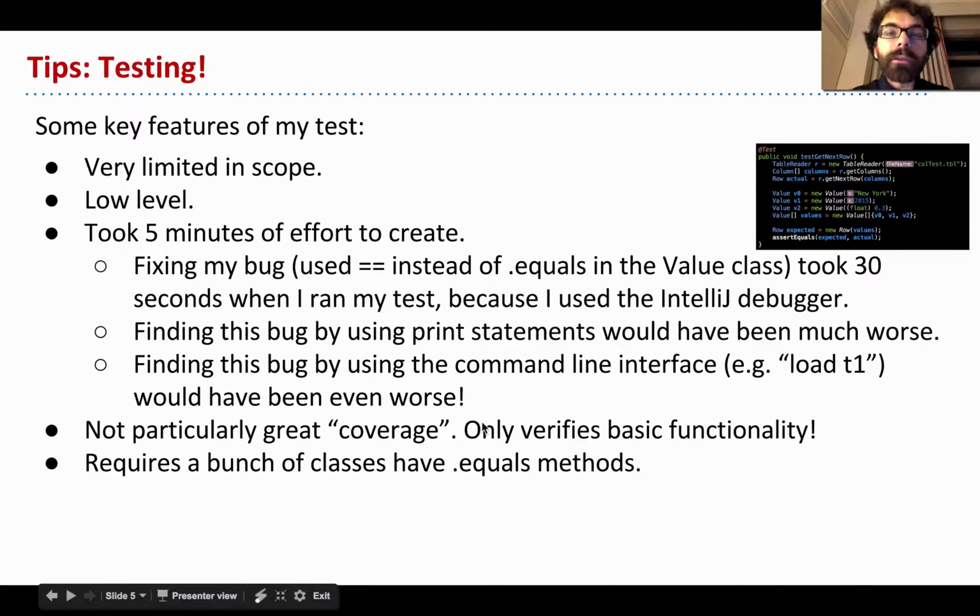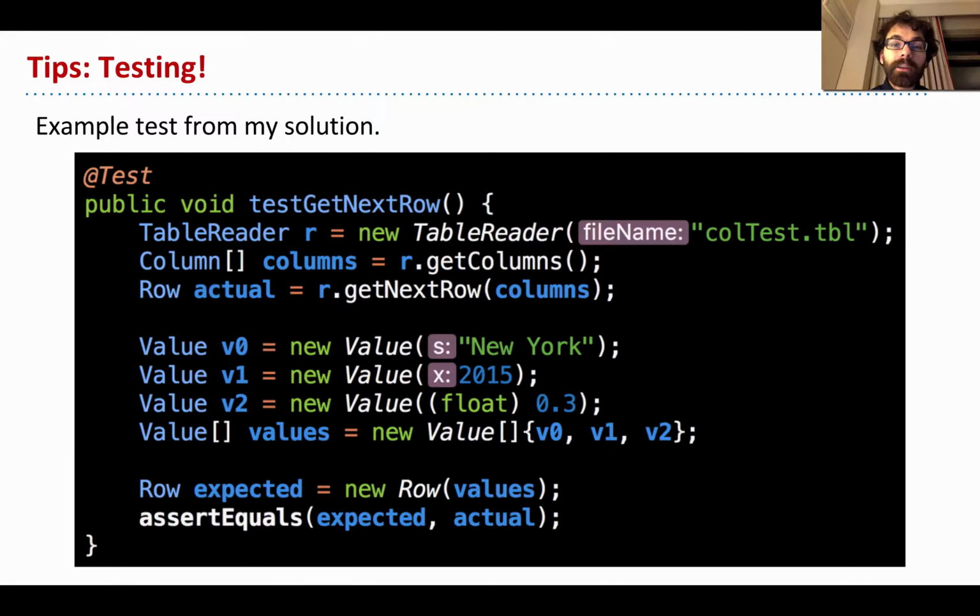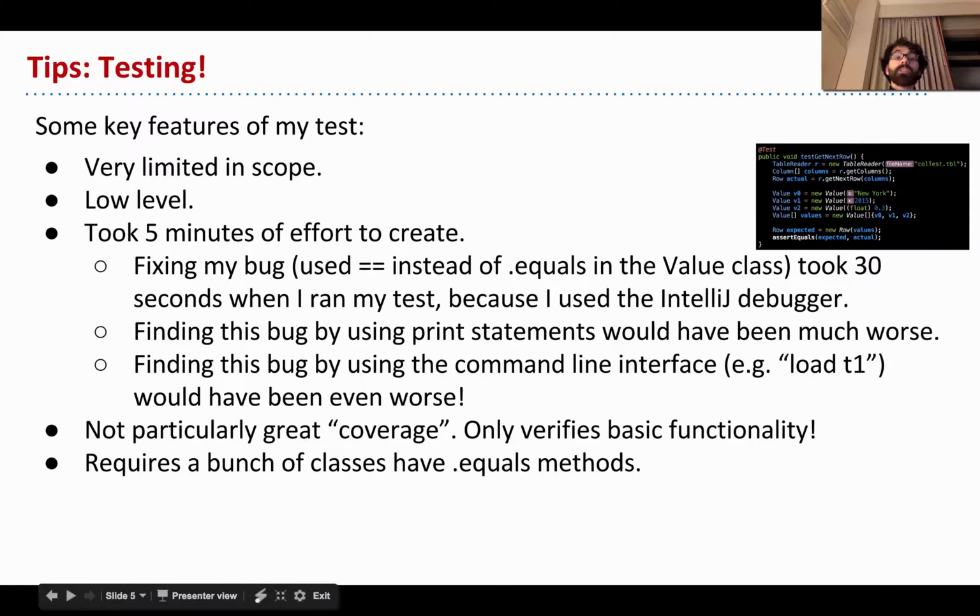It's also a very low-level method, right? If you look at what it does, it's just testing essentially the getNextRow method. I have another one not shown that tests getColumns, and those things together just give you a lot of confidence that those methods work. Are the tests perfect? No. But is it better than having no tests? So much.